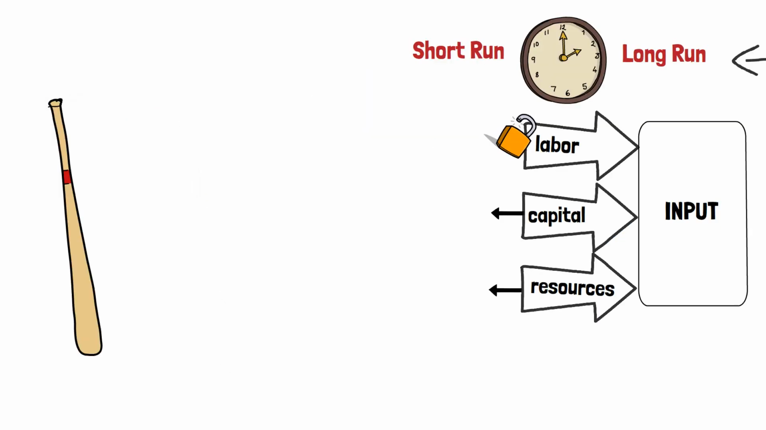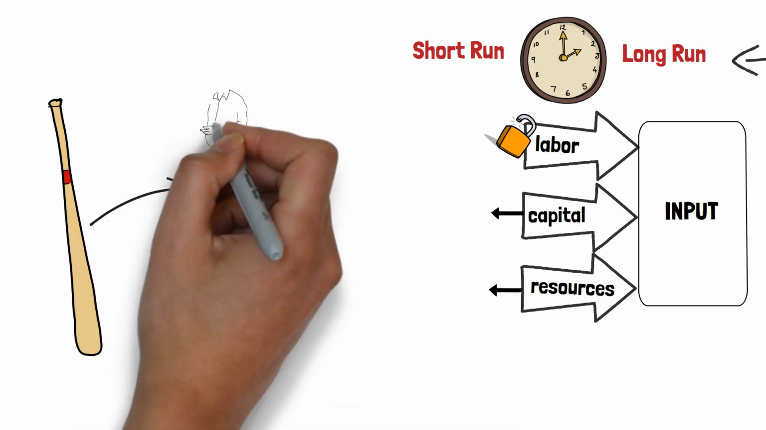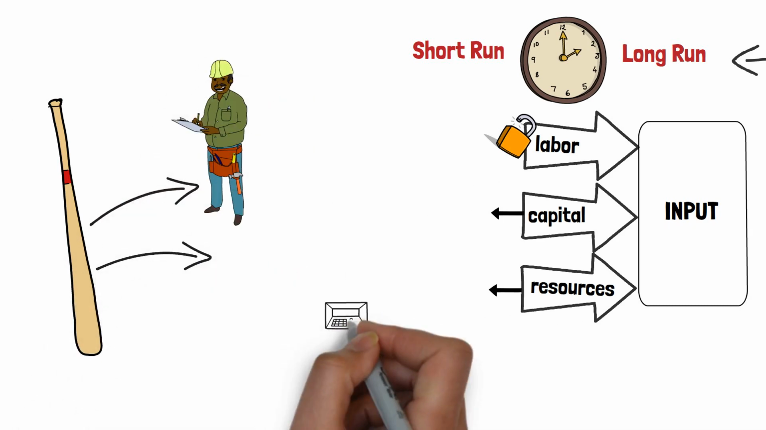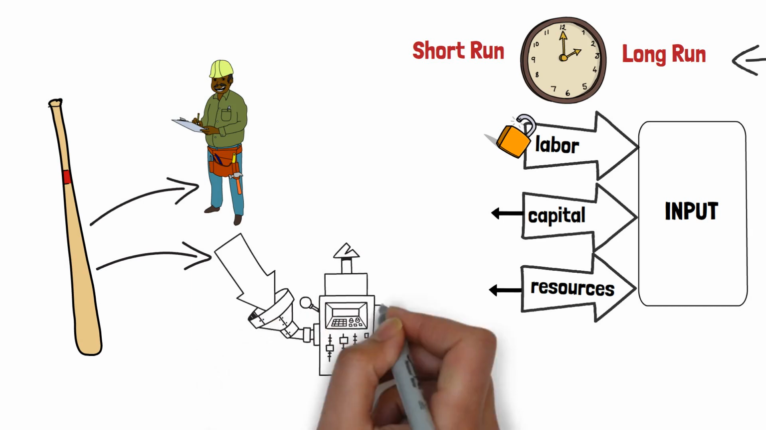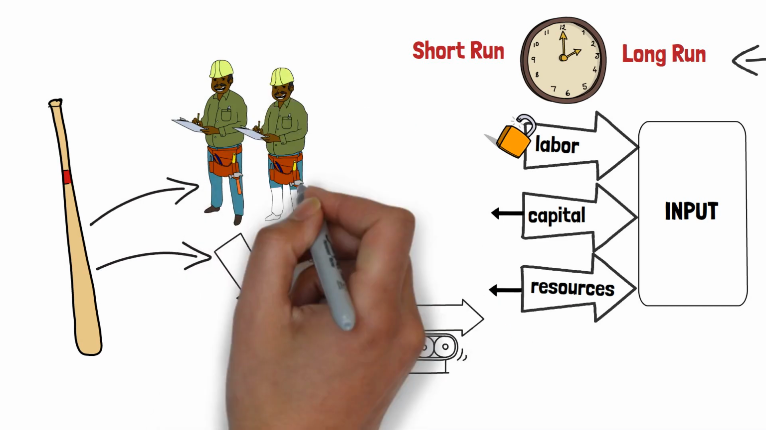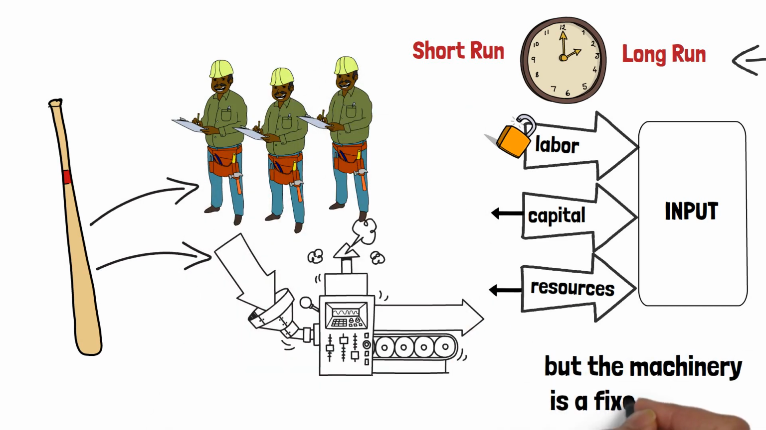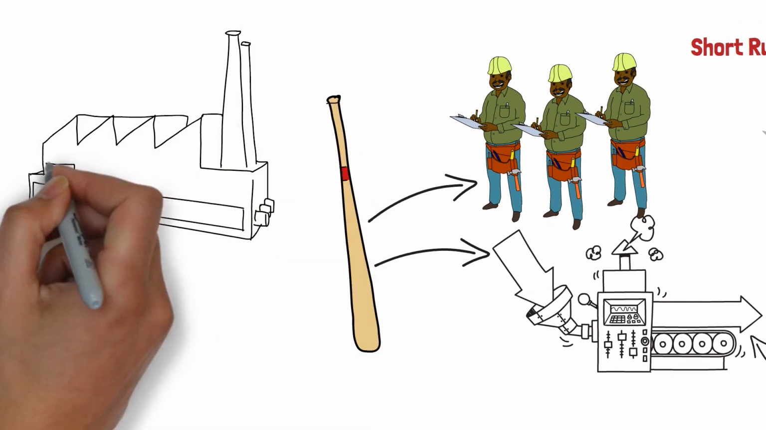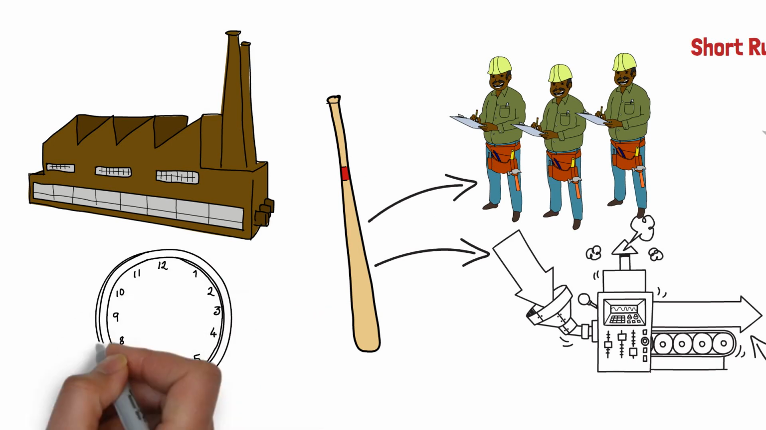When manufacturing baseball bats, you will need raw materials, labor, machinery, and a factory. If demand goes up, you can buy more lumber, add an extra shift, but the machinery is a fixed variable, at least in the short run. Yes, a new factory can be built, but this will take time.